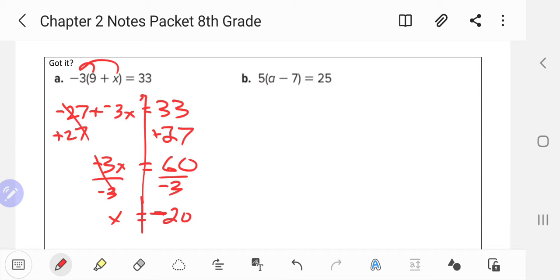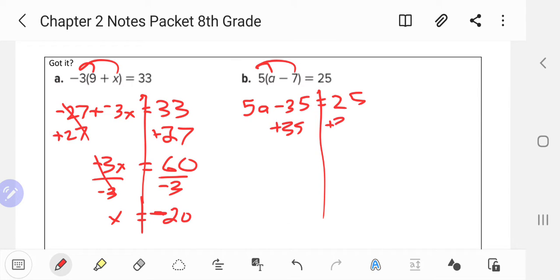All right. I bet you could do this. Why don't you pause and then unpause to check if you're right. I'm distributing first. I want to simplify first. 3a minus 35 equals 25. Next, there's nothing else to simplify, so I'm solving. Add the 35, add the 35. 5a equals, that's going to be 60.